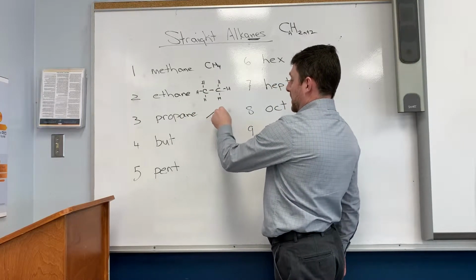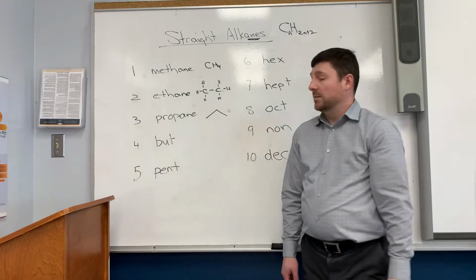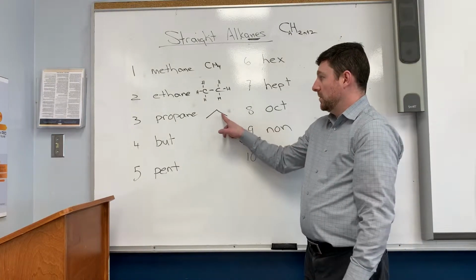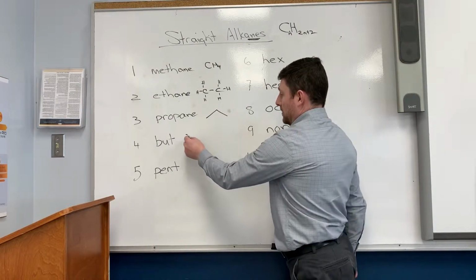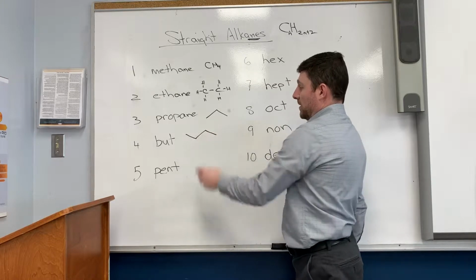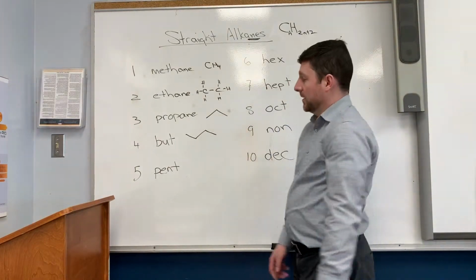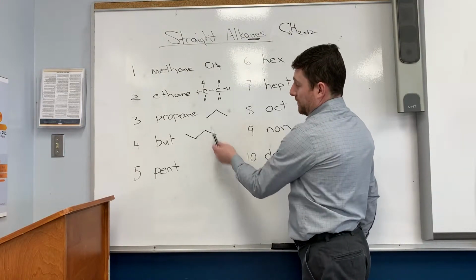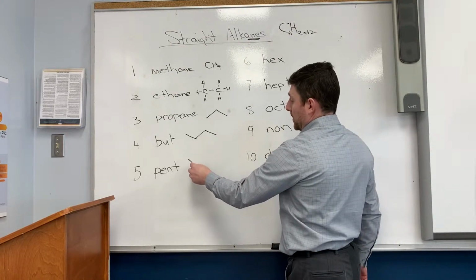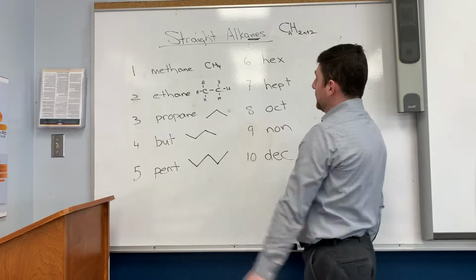We can start drawing skeletal structures now. Propane just looks like that. It has 1, 2, 3 carbons. Butane might also be familiar. Butane is used in barbecue lighters. It has 1, 2, 3, 4. Pentane, 1, 2, 3, 4, 5.